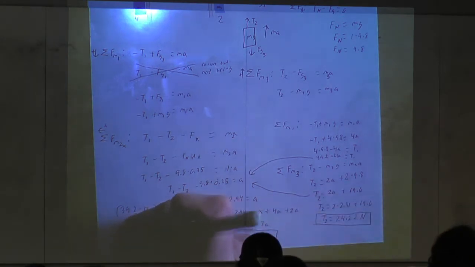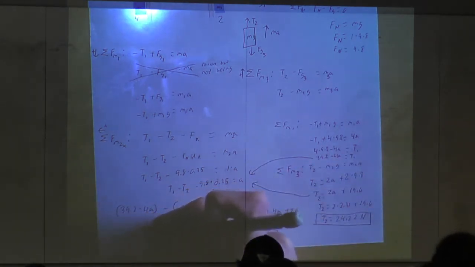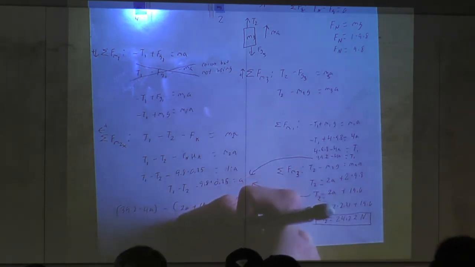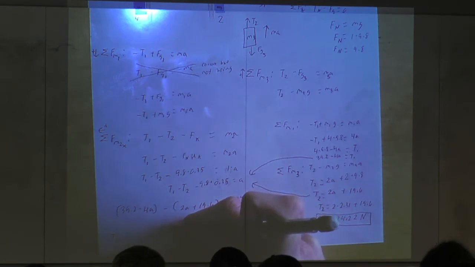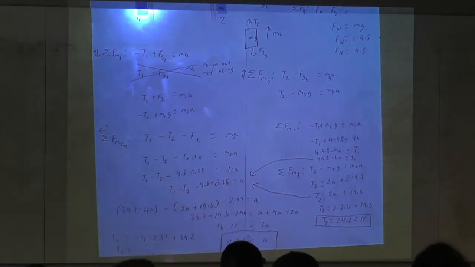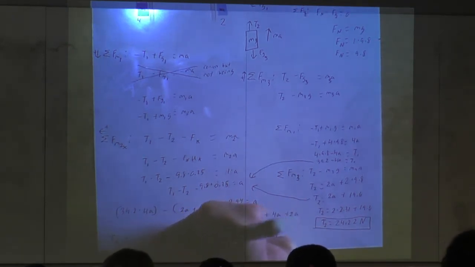Okay, so pulling it from up there, we had T1 is equal to negative 4 times 2.31. And that gives us that T1 is 29.96 newtons.